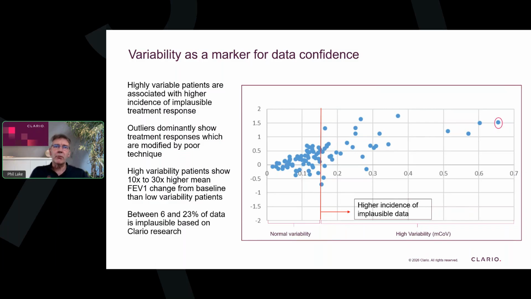It normally varies from about 6 to 23, but the critical range for most studies is between 8 and 10%. So there's still about 10% of your data which potentially is carrying forwards inaccurate data, which is impacting your variability and your treatment responses.